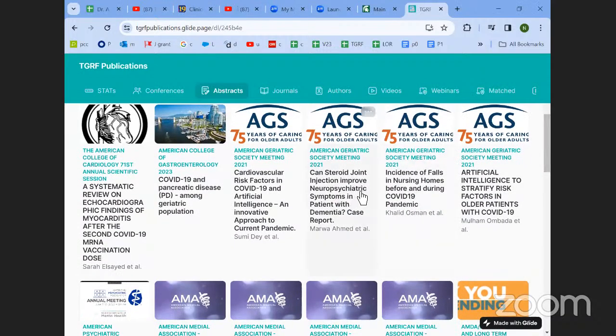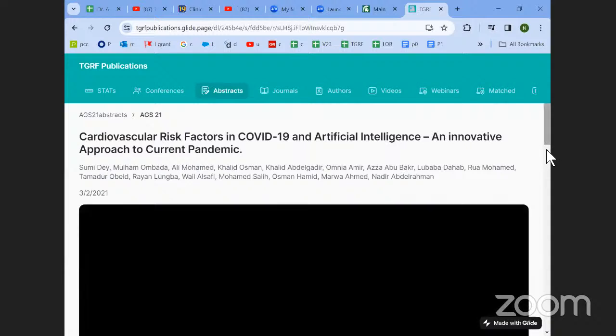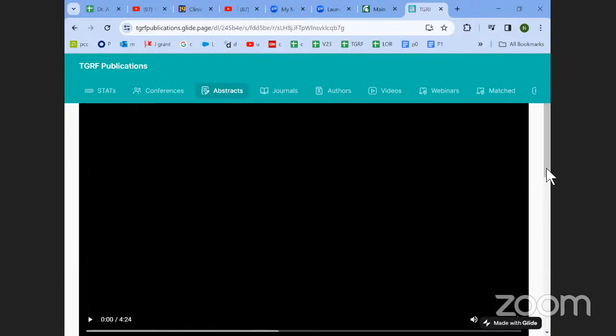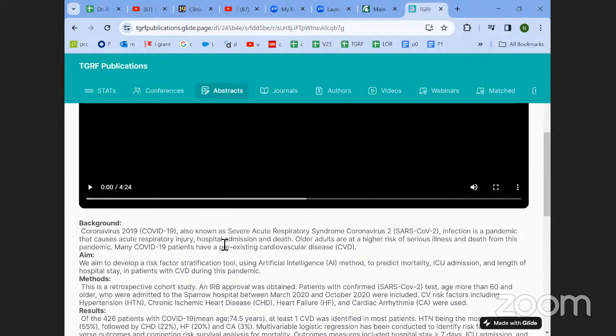Other topics include a case presentation on the use of steroids in patients with dementia. The patient was displaying some neuropsychiatric symptoms, some aggression, some agitation, some depression. So the use of a steroid injection may be of help in a nursing home setting. This was a case presentation, and we have more. If you go and look at this, it will show you the video of the presentation of that abstract as well as the components.